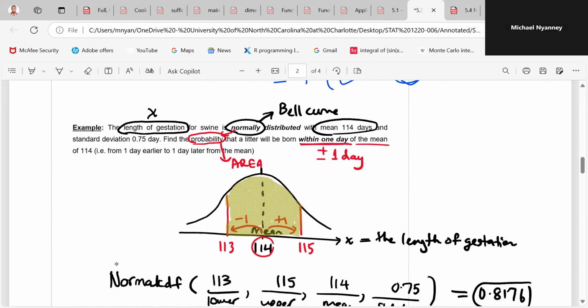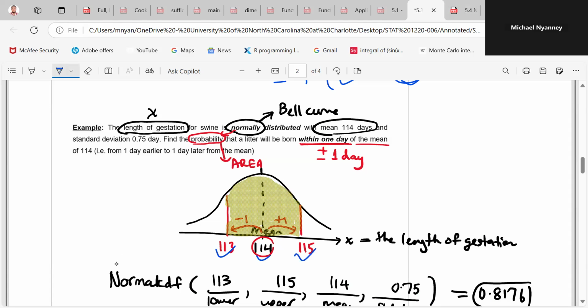So we have the length of gestation for swine is normally distributed, with the mean at 114 days and standard deviation 0.75 days. So we want to find the probability that the litter will be born within 1 day of the mean. So within 1 day, we want to create some bounds. We add 1 to the mean and subtract 1 from the mean. So that is from 1 day earlier to 1 day later than the mean. So we have the bounds to be what? 113. So the lower bound is 113, the upper bound is 115, and this is the mean.